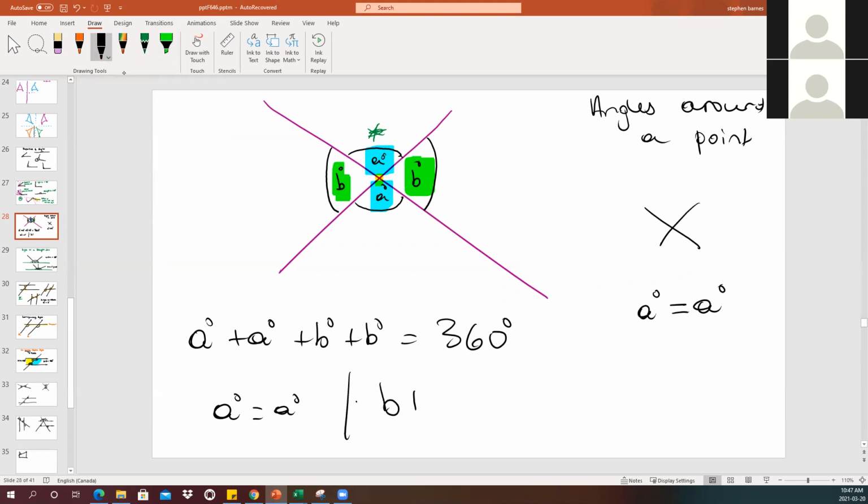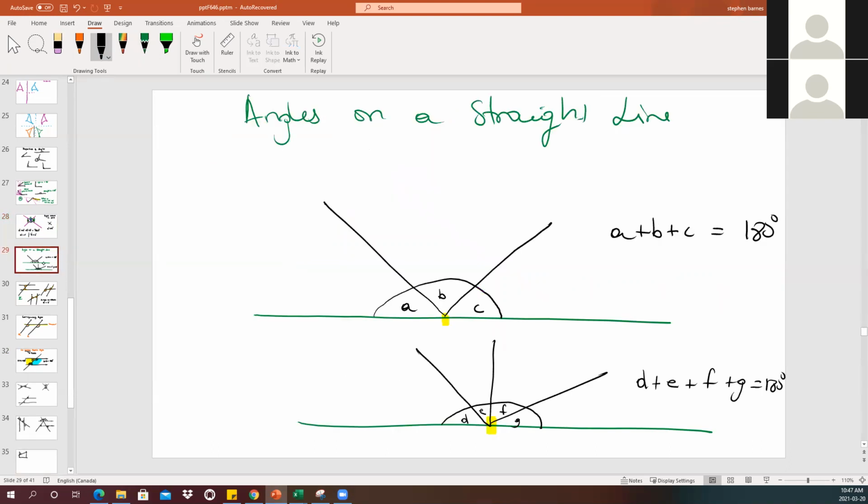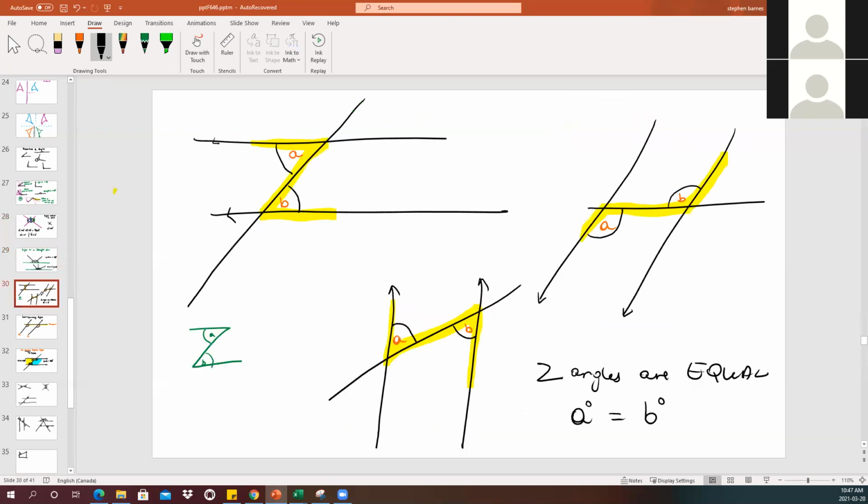So B is equal to B, right? So that's the first property. The second one is that all angles on a straight line sum to 180 degrees. Doesn't matter how many of them you have, as long as they are on a straight line, they sum to 180 degrees. The third property we said had to do with the alternate or the Z angle.